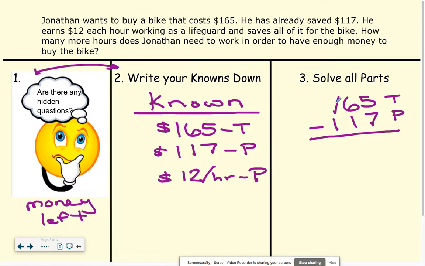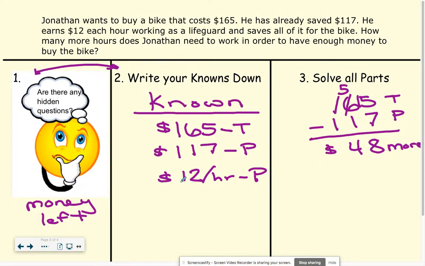5 minus 7 we cannot do, so we need to borrow from next door. 15 minus 7 we now can do. 5 minus 1. And 1 minus 1 is nothing. So we end up with he has 48 more dollars to go in order to buy this bike.